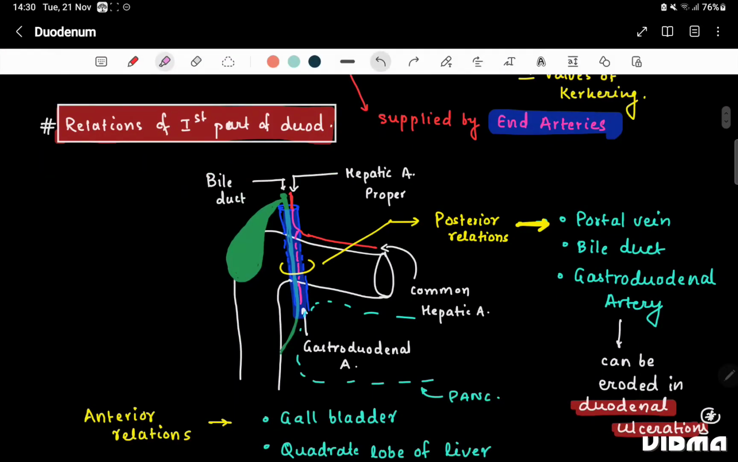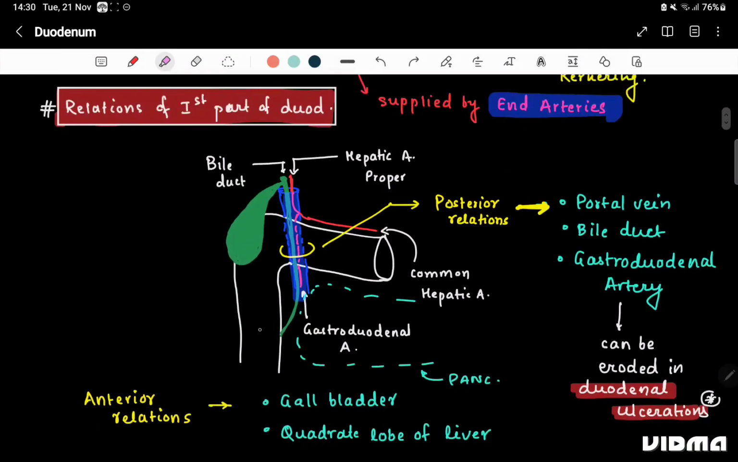What are the relations of the first part of the duodenum? So we have to draw a diagram to show the relations. You can draw this diagram. This is the first part of the duodenum, and here we'll have your bile duct. All these are your posterior relations. A canal type of structure is formed, like your bile duct, the gallbladder, the bile duct, and the hepatic artery proper. This hepatic artery proper is also coming to the front, and that is the common hepatic artery.